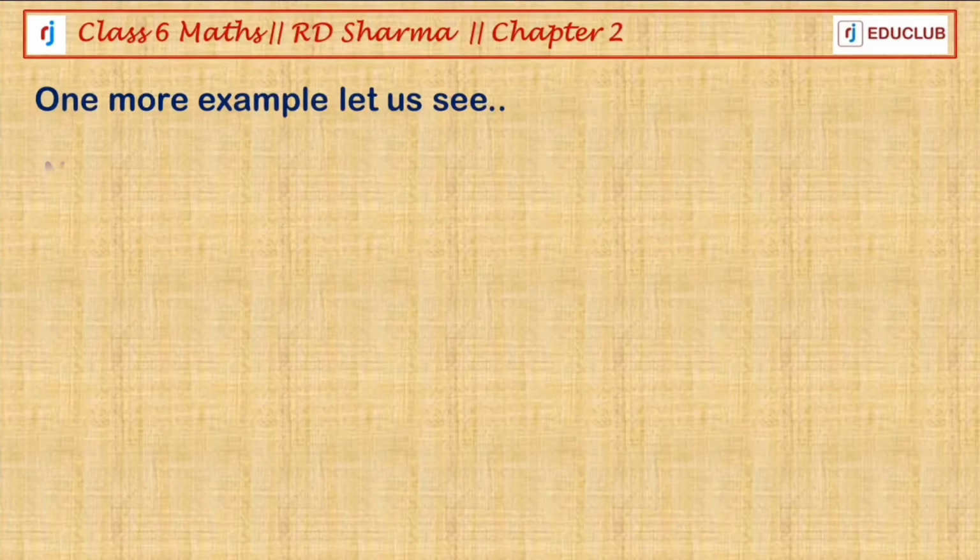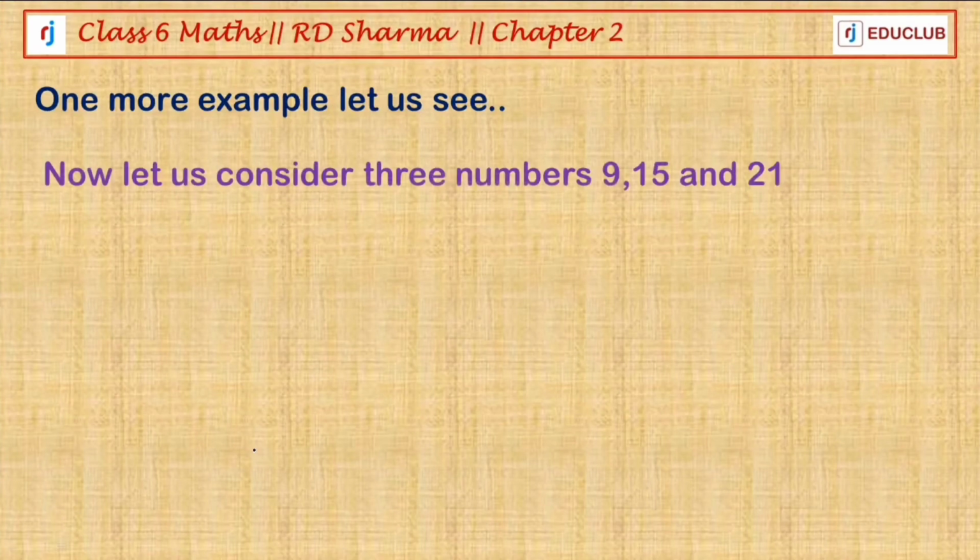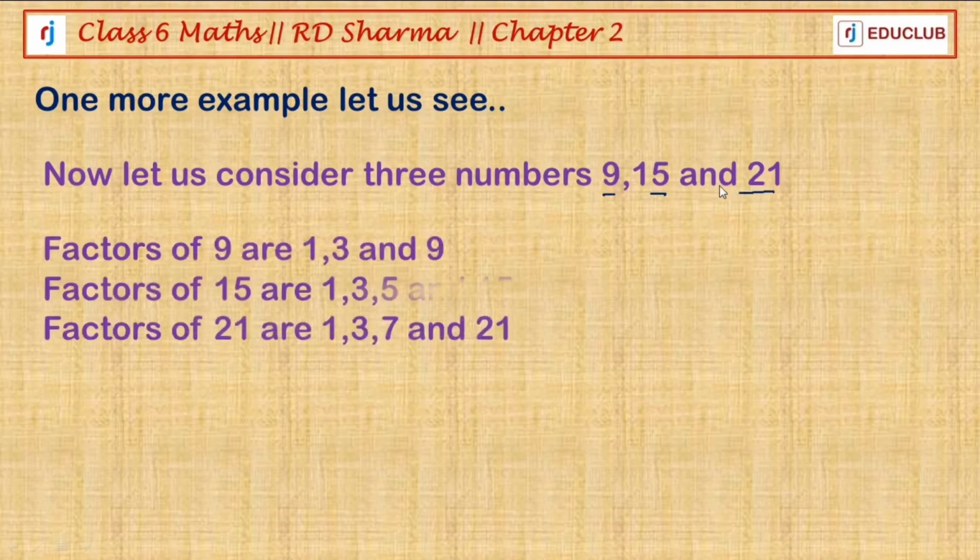One more example, let us see. Now let us consider the three numbers 9, 15 and 21. Now we'll see how we can find the factors of 9. What are the factors? 1 into 9 is equal to 9, 3 into 3 is equal to 9 and 9 into 1 is equal to 9. So 1, 3 and 9 are the factors of 9.